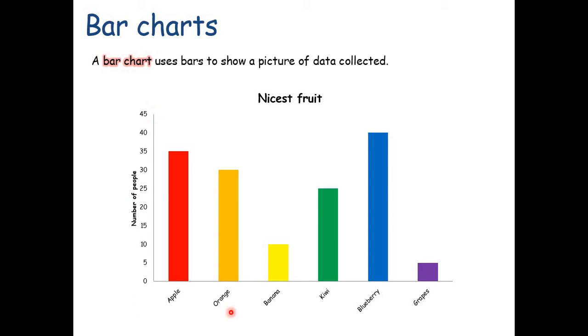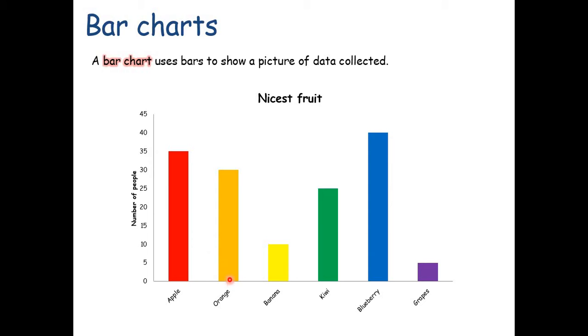And along the bottom, we have got fruits. So we've got apples, orange, banana, kiwi, blueberry, and grapes. So the bars going up here tell us how many people think that that fruit is the nicest fruit. So if we look at apple, we can see the number of people from the data collected that like apples. We need to follow this bar right to the top and then see what number it's next to. So you can see the apple is next to 35.